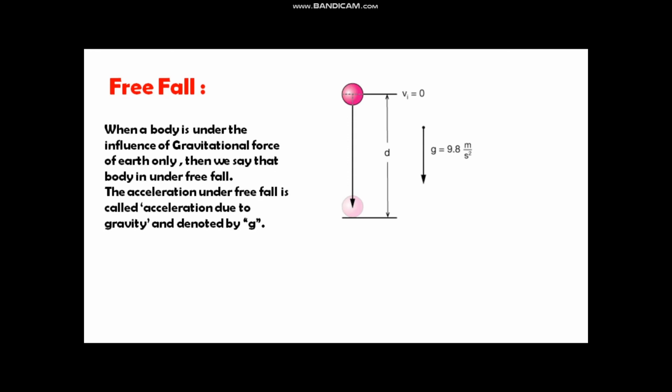Free fall. Let's look at the kinetic and the potential energy of an object of mass m falling freely from the height h. So when a body is under the influence of the gravitational force of the earth, then we can say that the body is under free fall.